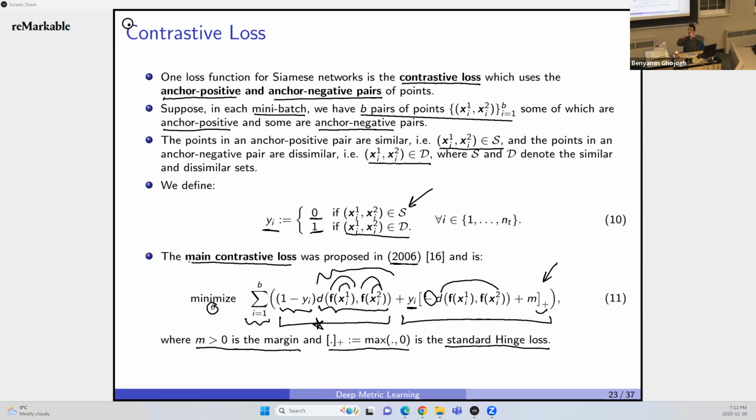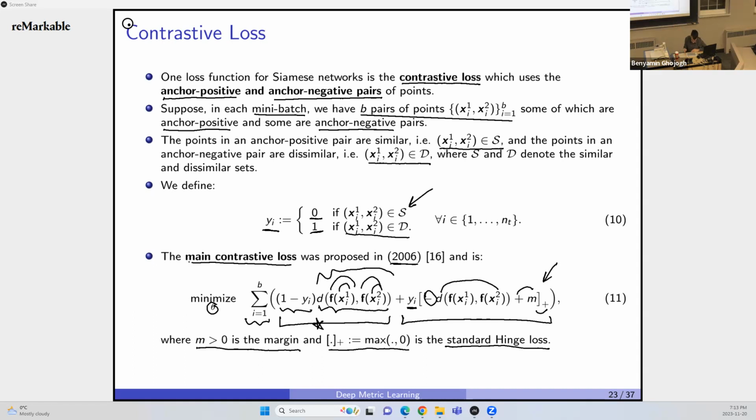So, of course, we want to maximize the distance between anchor and negative in the embedding space. So it makes sense. But plus M in the standard hinge loss means that we increase their distances in the embedding space, but up to the margin M. As long as the distance becomes margin M, stop. Okay, did you get it?